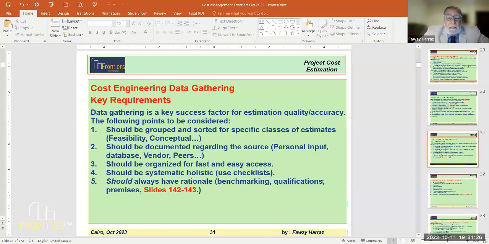Then this information should be organized and grouped into specific classes of estimates, depending on the type of estimate that was prepared. The information should be documented regarding the source. The source could be personal input, your own experience, from a database, from vendors, from peers, from your colleagues, your estimating colleagues. You should actually give a note to the source.